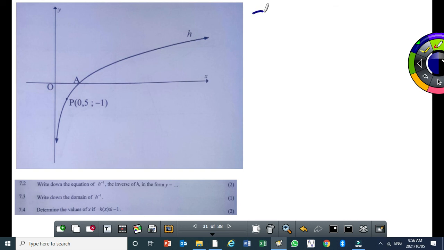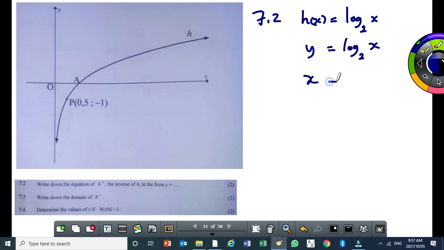We now know that A is 2, so our function is h of x equal to the logarithm of x to base 2. So when you want to convert the logarithmic form to exponential, all you have to do is replace the h of x by y. Then next thing, interchange x and y. So this becomes x equal to logarithm of y to base 2. Then you convert your logarithm form to exponential, so it becomes 2 to the power of x equal to y.